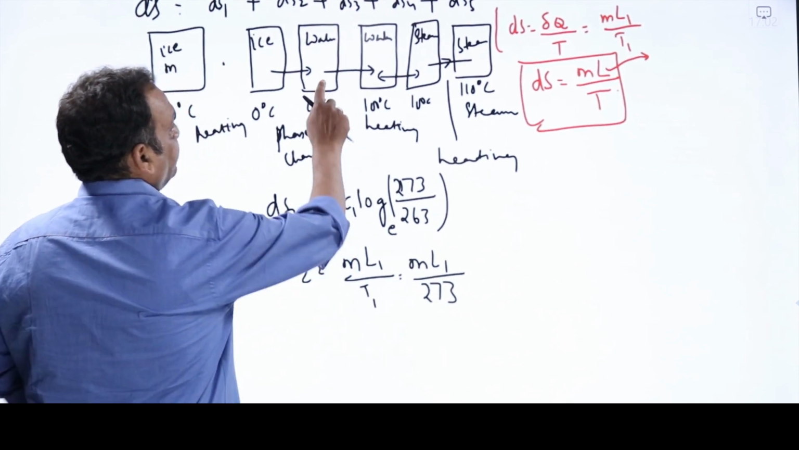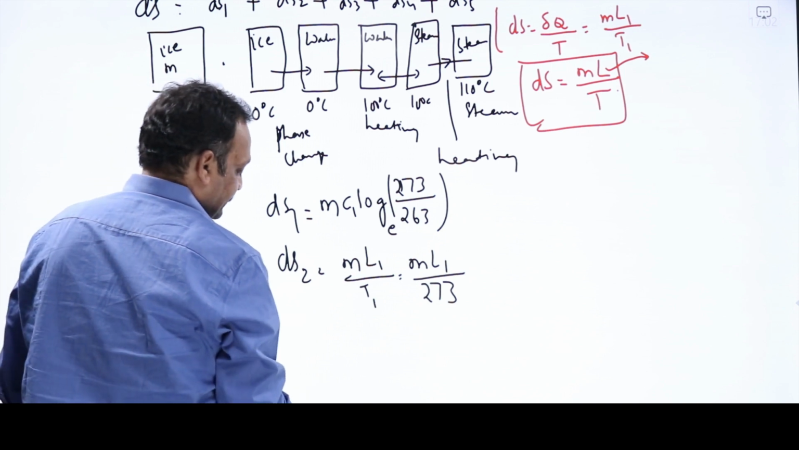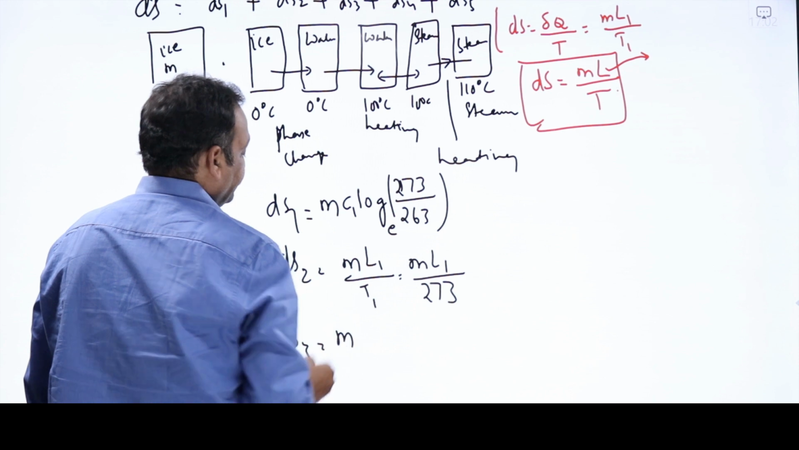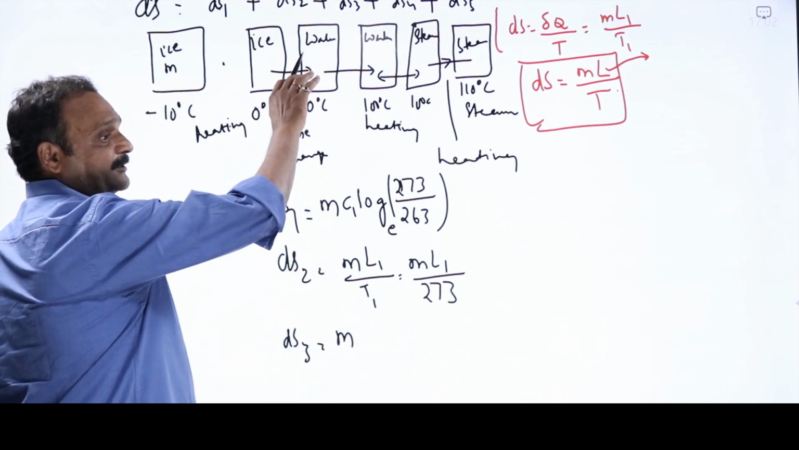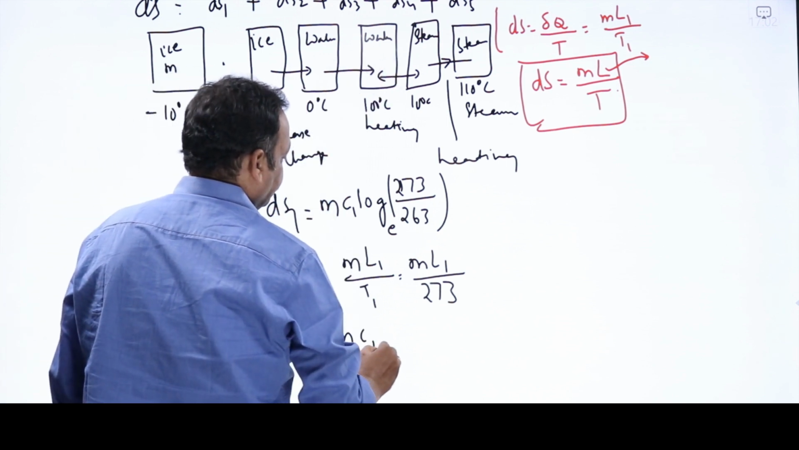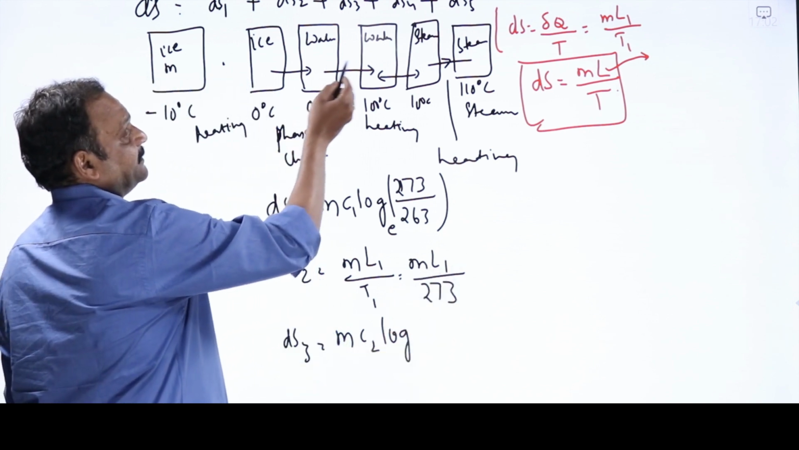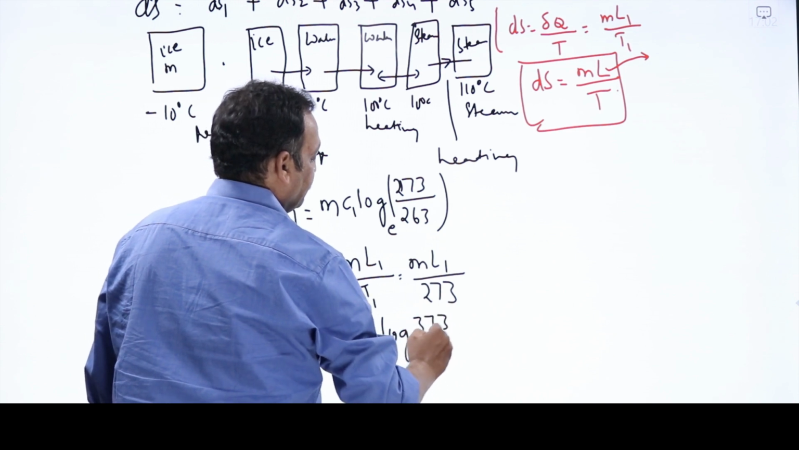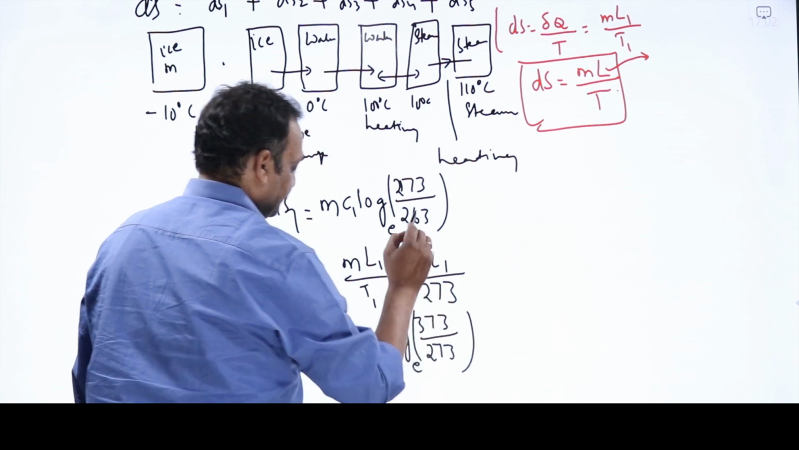Now, this water should get heated from 0 degrees Celsius to 100 degrees Celsius. That is, DS3 is equal to m, now see, specific heat for ice is different, specific heat for water is different, specific heat for steam is different. I'll take specific heat of water as C2, log from 0 degrees Celsius to 100 degrees Celsius. 100 degrees Celsius means 373 Kelvin by 0 degrees Celsius means 273 Kelvin, to the base e.